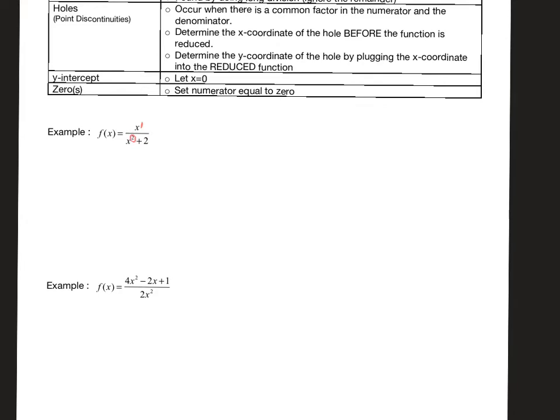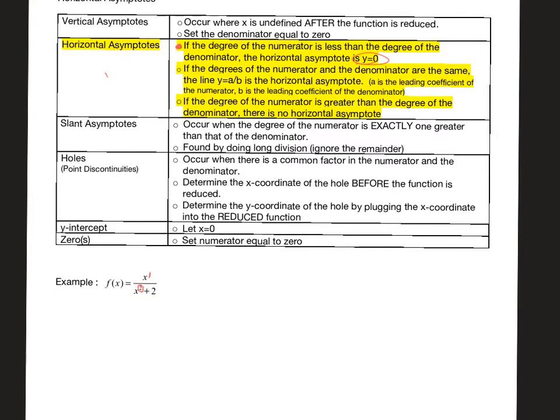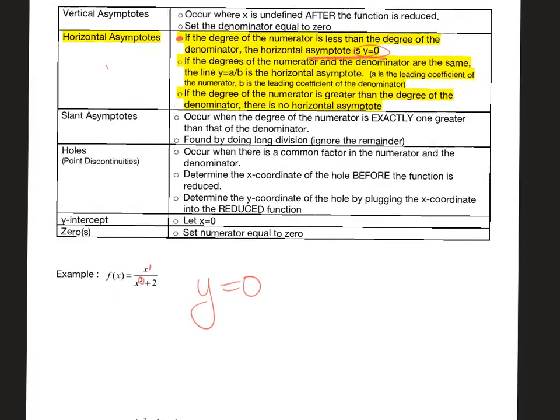All right, so again, the degree of the numerator is a 1, the degree of the denominator is a 2. And in that situation, the horizontal asymptote is y equals 0. So for this particular answer, we would say y equals 0.